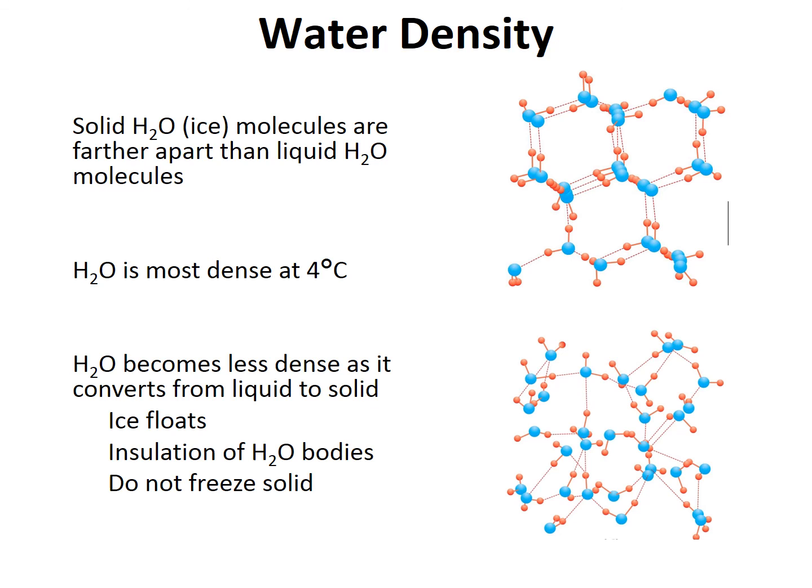It allows ice to float, which therefore allows for the insulation of water bodies, and they don't freeze solid. This is huge for aquatic communities. You can imagine a very different set of biota if lakes froze over completely every year and didn't have liquid water underneath.